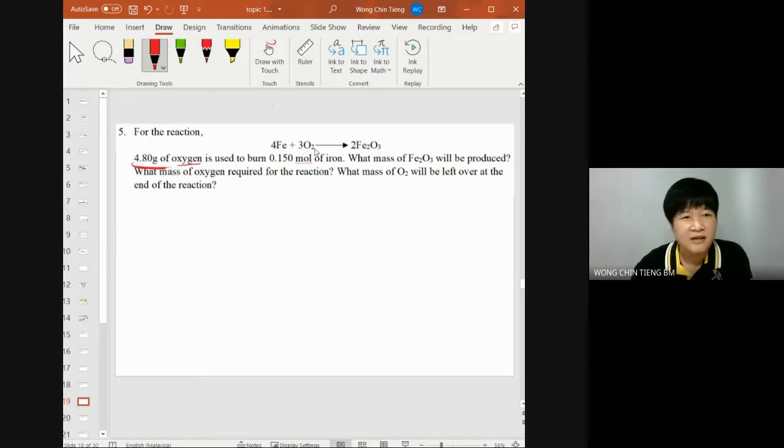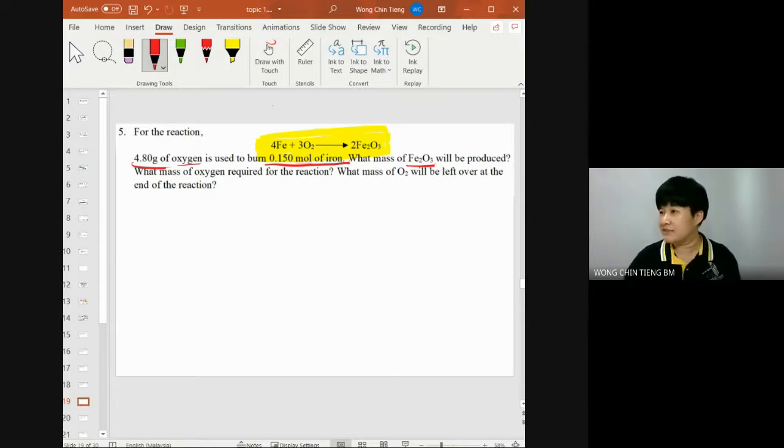Soalan 5, soalan senang. Kenapa Miss Wong kata soalan 5 soalan senang? Equation telah diberi. Untuk soalan limiting reactant, kalau dia dah bagi equation, for me is a bonus question. 4.8 gram of oxygen is used to burn 0.15 mole of iron. What is the mass of Fe2O3 will be produced? What mass of oxygen required for the reaction? What is the mass of O2 that will be left over at the end of reaction?